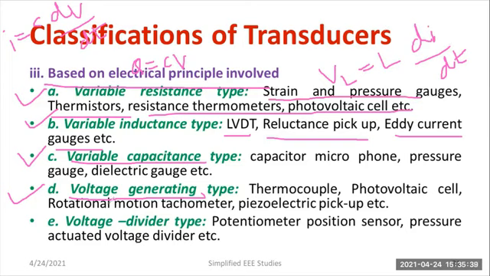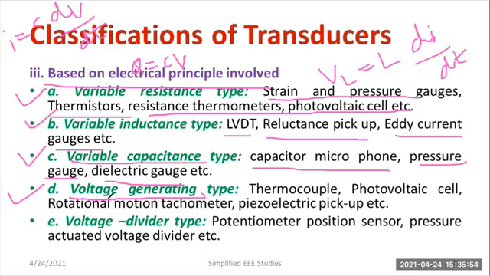Now, according to the variable capacitance effect, you can give some examples of this type of transducer, such as capacitor microphone, pressure gauge, similarly dielectric gauge. These are the popular examples.